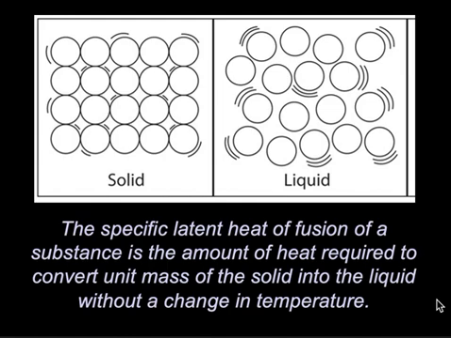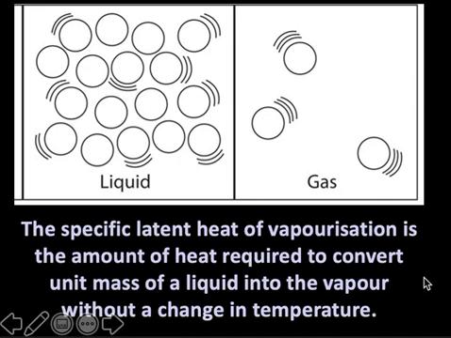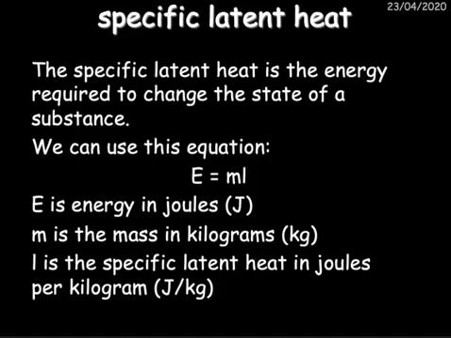Okay, so the specific latent heat of fusion of a substance is the amount of heat required to convert a unit mass, so 1 kilogram, of the solid into the liquid without a change in temperature. And the specific latent heat of vaporization is the amount of heat required to convert a unit mass, again, say 1 kilogram, of a liquid into the vapor without a change in temperature.